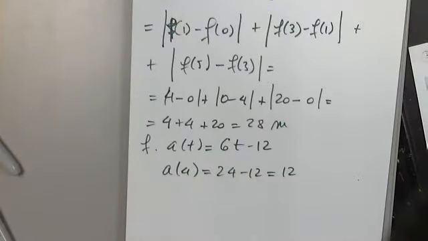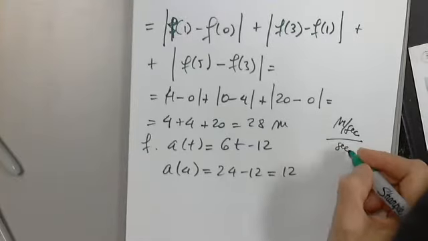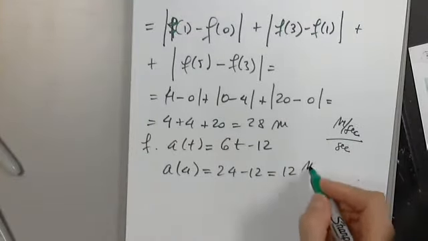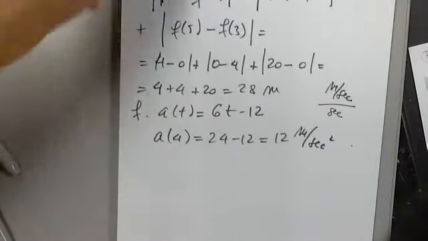Measurement unit for the acceleration this time? It's the rate of change of velocity with respect to time. So it has to be a ratio: the measurement unit for velocity over the measurement unit for time. The velocity is meters per second, and this is second. Very good. The acceleration is measured in meters per second squared.